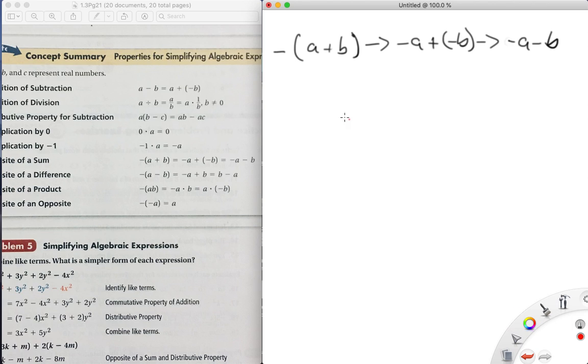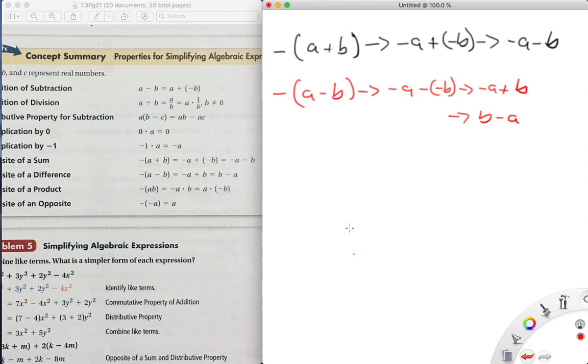Opposite of a difference. If I had this same negative, but instead of a sum I have a difference in parentheses, I'm going to have negative a minus negative b, which is the same thing as negative a plus b. And what the book likes to do, since they don't like the negative a in front, is rearrange it and call it b minus a.